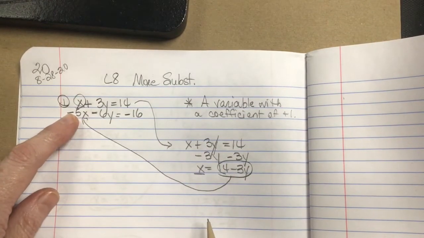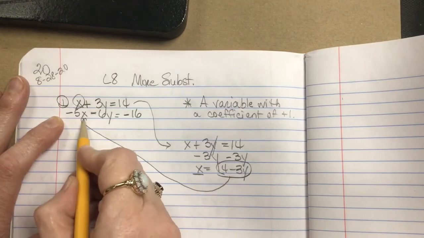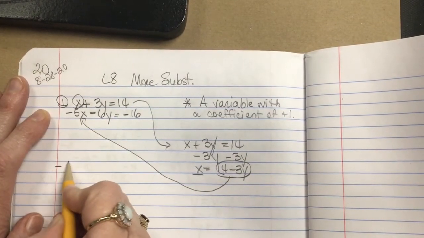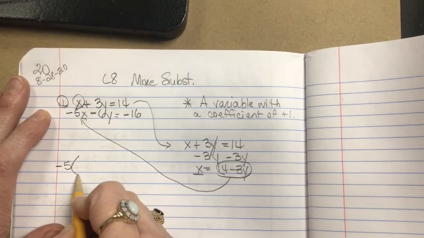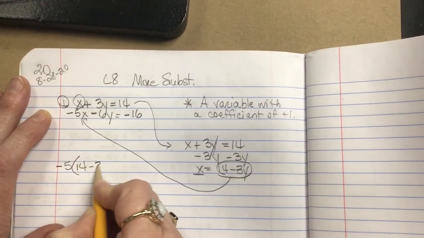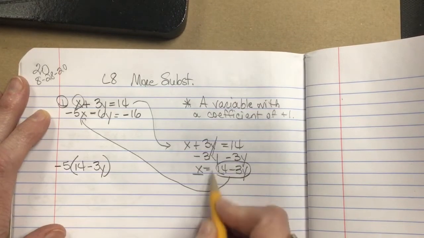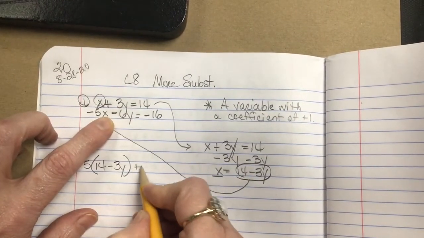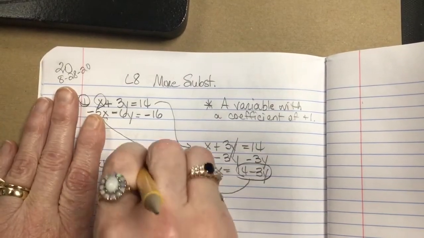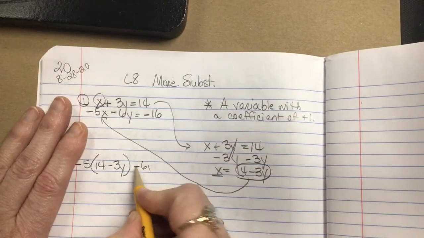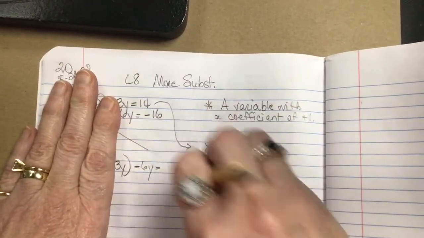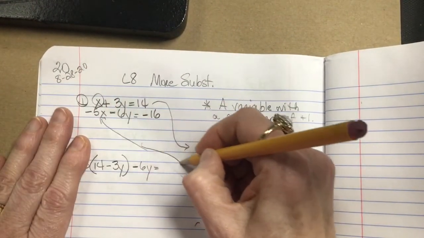This looks like lesson 7. So we'll put the 14 minus 3y there. So if I have room, I'll do it right here. Negative 5, open parentheses, 14 minus 3y. I have to put parentheses because it's a big thing right there. Then I'm going to bring down my 6y. Oop, that's a minus. Those are the kind of careless mistakes we make. Minus 6y equals negative 16. I'm going to move my little arrow there a little bit.